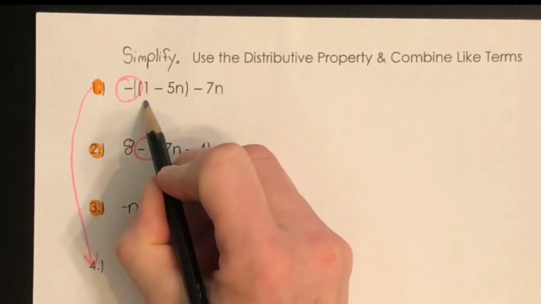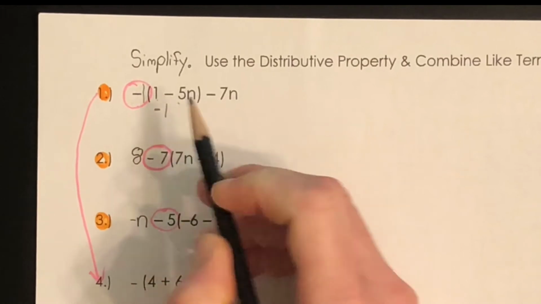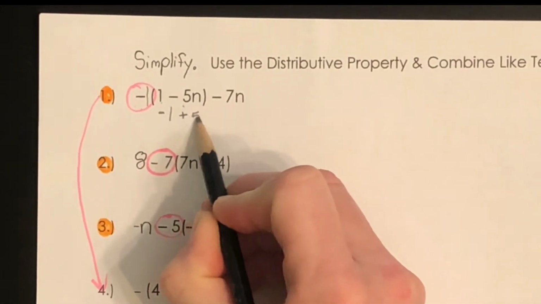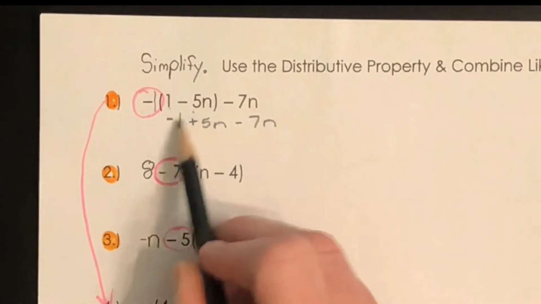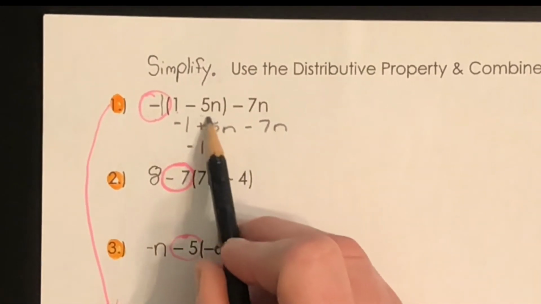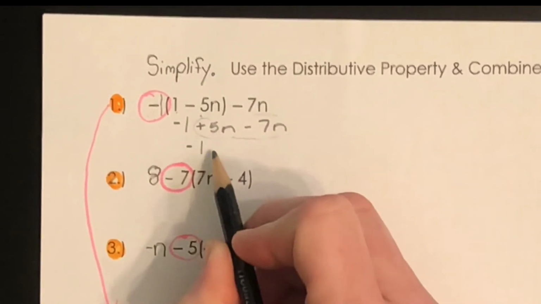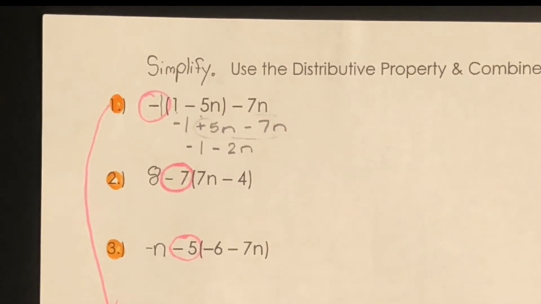-1 times 1 is -1. -1 times -5n is +5n, and minus 7n. I've got like terms to combine. I've got -1. When I combine these two, I get minus 2n. That's number 1.